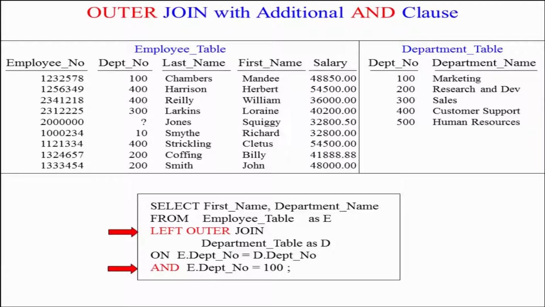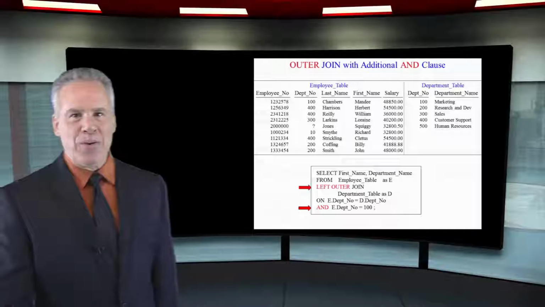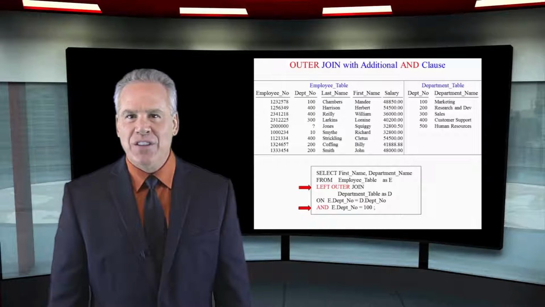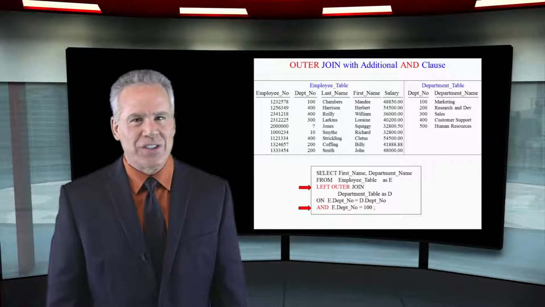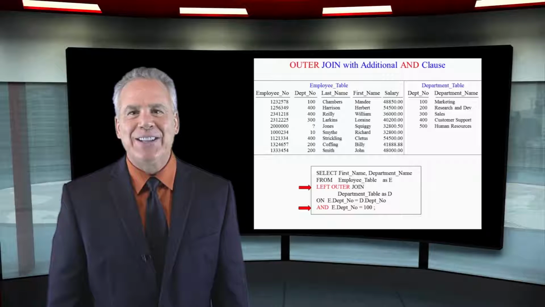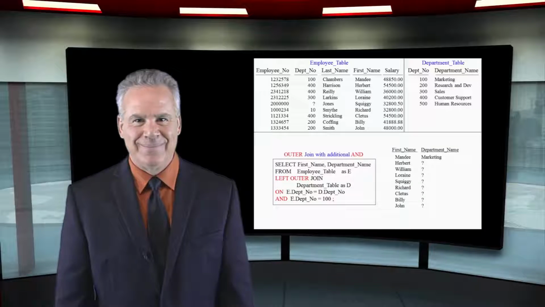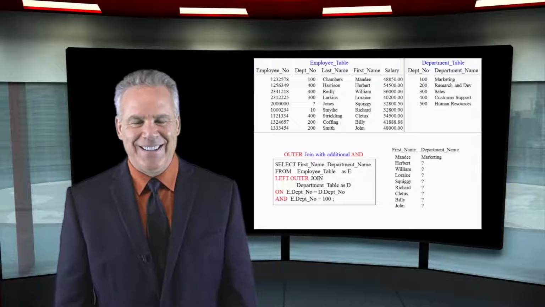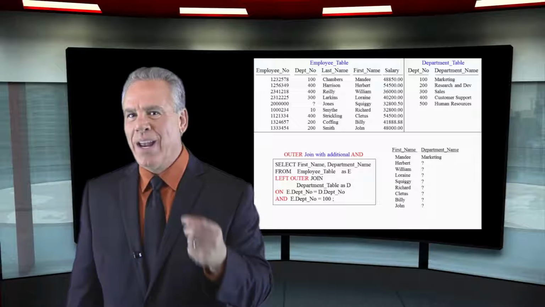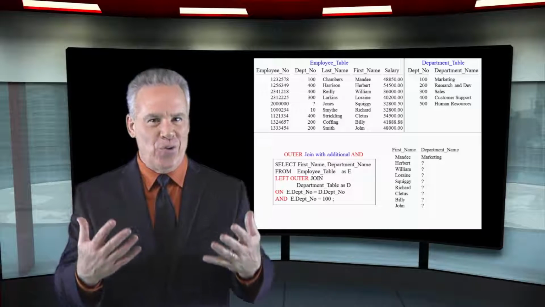This is a whole different scenario, but it doesn't look like this. Once again, we're going to do a left outer join on e.depno equals d.depno, but in this outer join, we have an additional and clause, and e.depno equals 100. This is going to produce results that are just a little bit different. Take a look at this report. This looks ridiculous because of the additional and clause in an outer join.